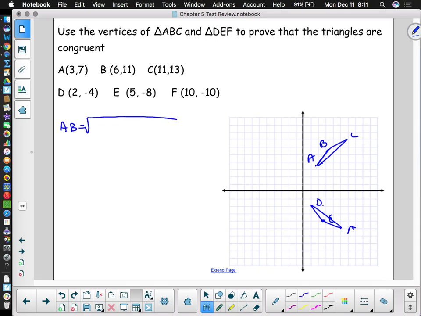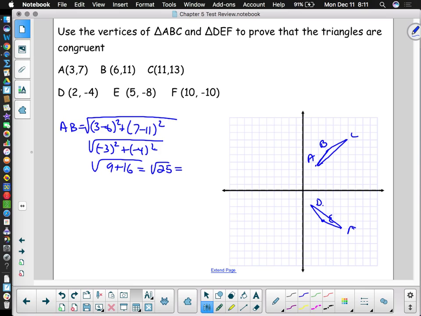AB equals the square root of 3 minus 6 squared plus 7 minus 11 squared, which is -3 squared plus -4 squared, which is 9 plus 16 equals square root of 25, which is 5. Doesn't matter which order, minus y1 minus y2, x1 minus x2, as long as you're consistent. Okay? There's AB. AB would need to be congruent to what in the other triangle?